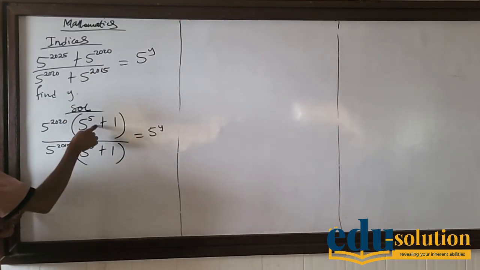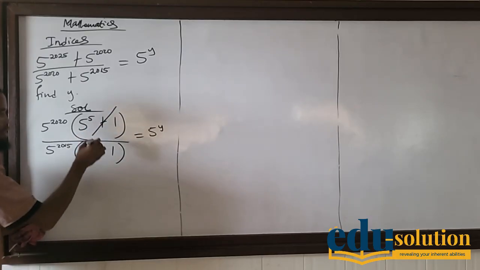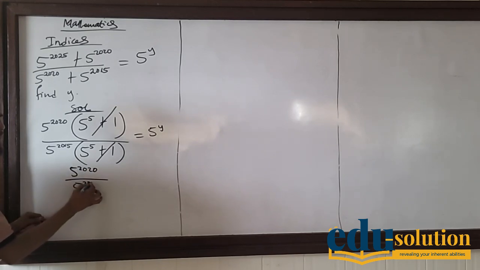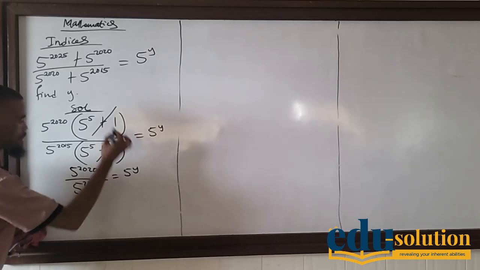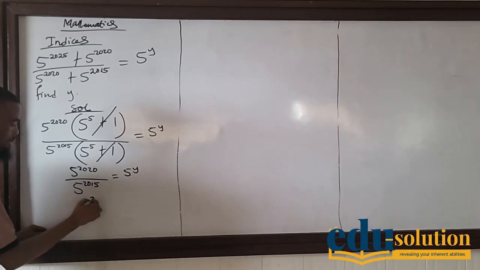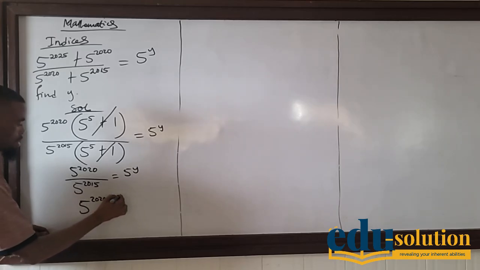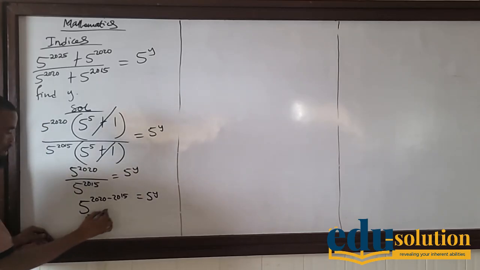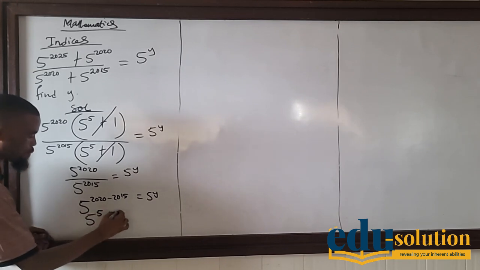If you check it out, this and this are the same thing. So I will simply say that this will go into this. What we have left is 5 raised to the power of 2020 over 5 raised to the power of 2015 equal to 5 raised to the power of y. Now this is 5, this is 5, so we pick one of them according to the laws of indices. If it's division, we subtract the powers. We have 2020 minus 2015, equal to 5 raised to the power of y. So 5 raised to the power of 2020 minus 2015 is going to give us 5 equal to 5 raised to the power of y.